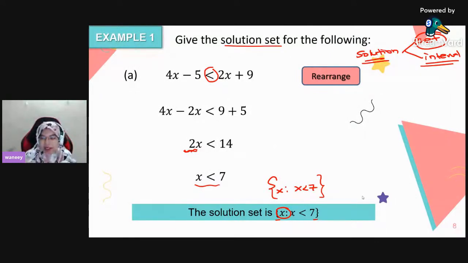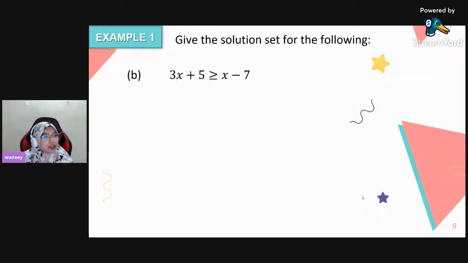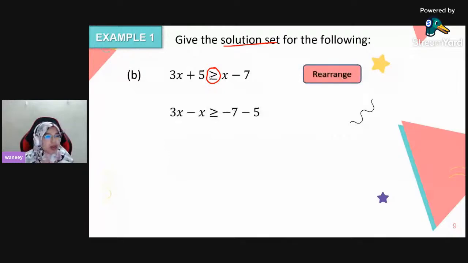Okay, next example. Right, so now, again, solution set for this one. 3x plus 5 greater than or equal to x minus 7. So do check how many inequalities you have. We only have one inequality and everything is actually linear. Therefore, we just need to rearrange them. So bring all the x to the left, all the numbers go to the right.